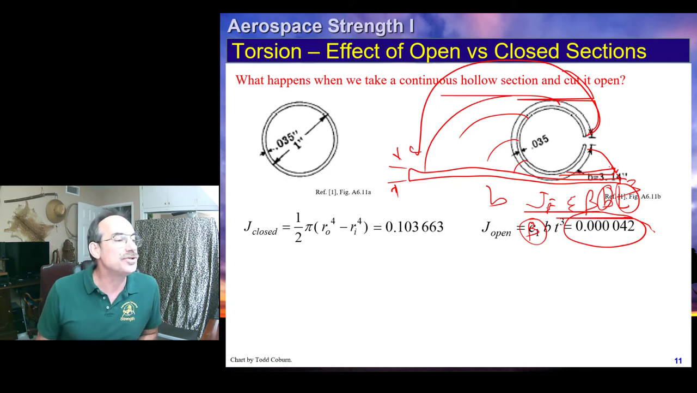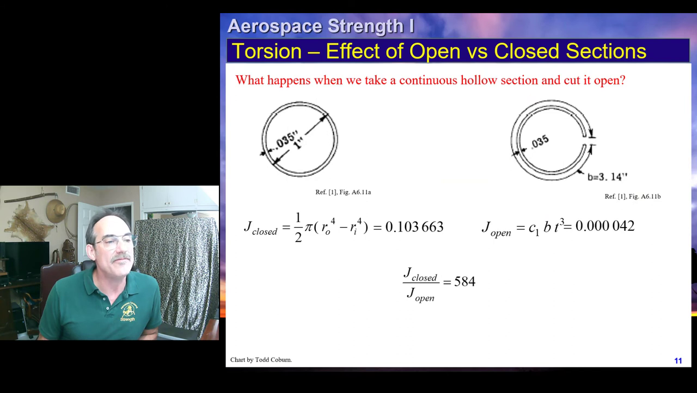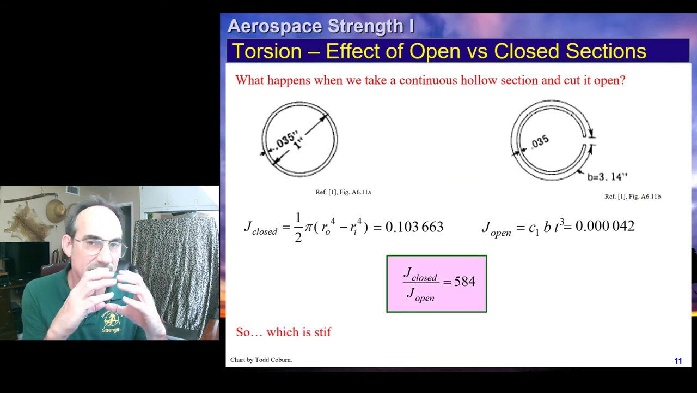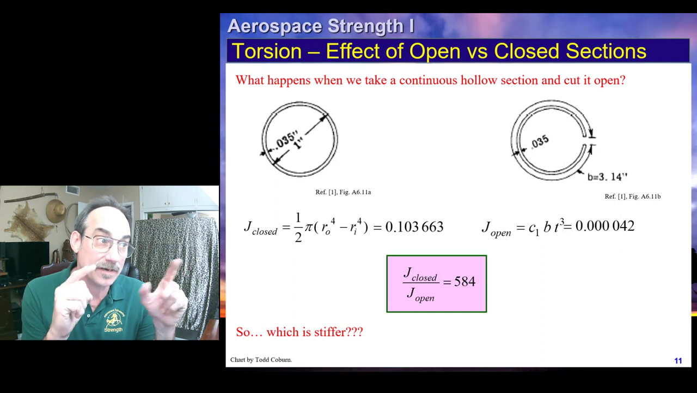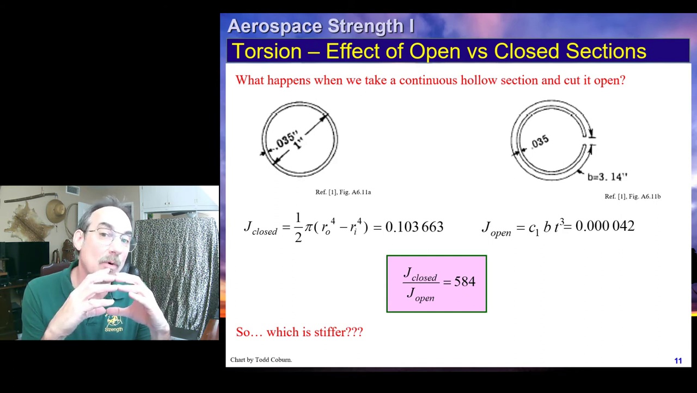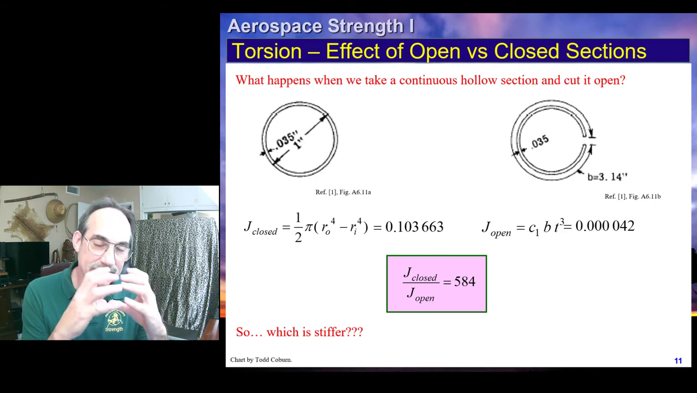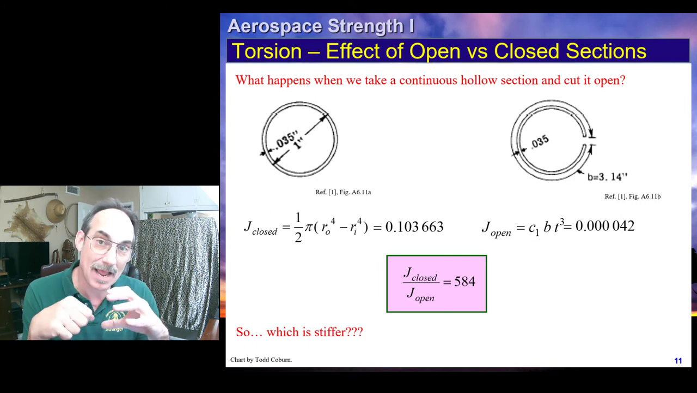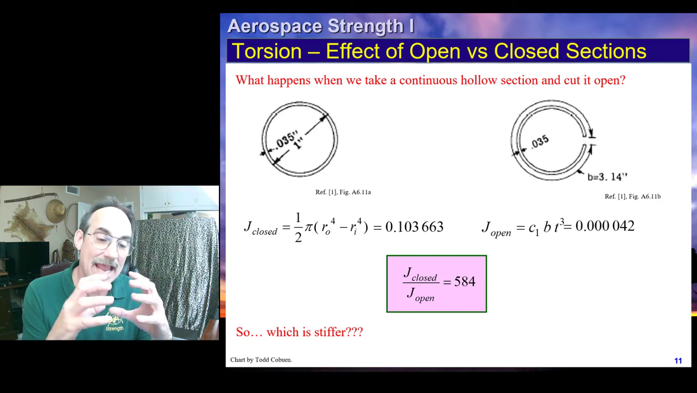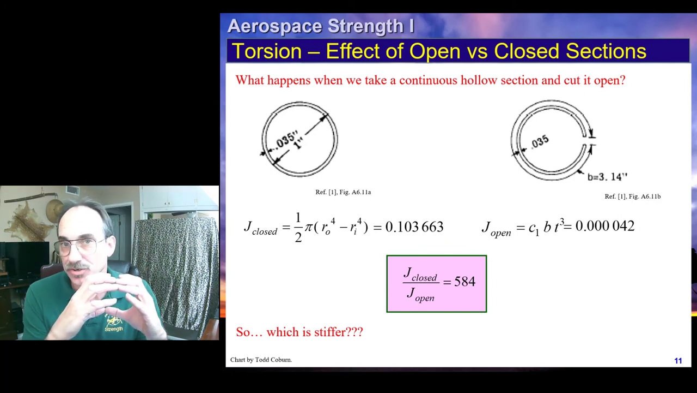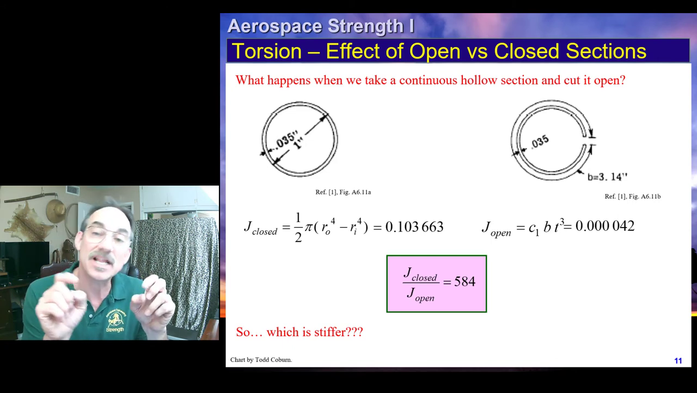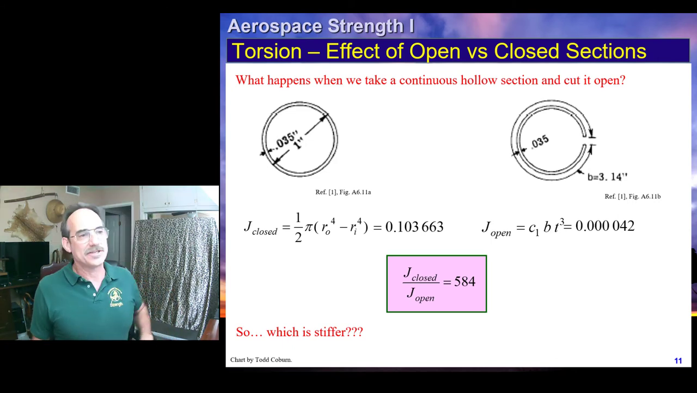If we take a look at those two J's and compare them, we find out that a closed thin-walled section, at least this one, is 584 times stiffer than an open thin-walled section. What that means is closing a section up so the shear flows don't have to turn back on themselves is critical and can provide very stiff structures that are extremely light, just like we need in an aircraft, and to a lesser degree in shipbuilding.